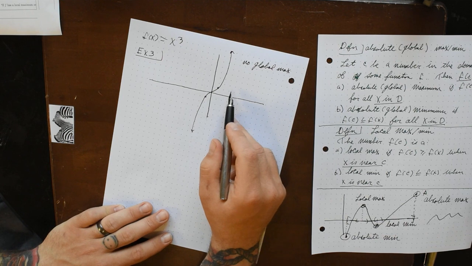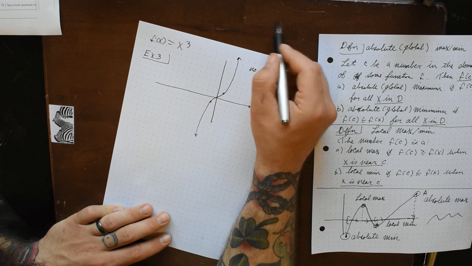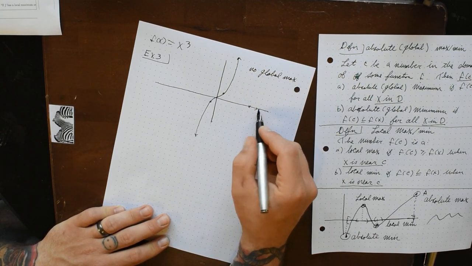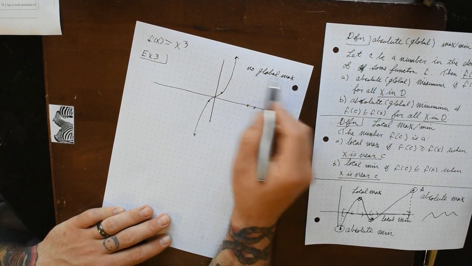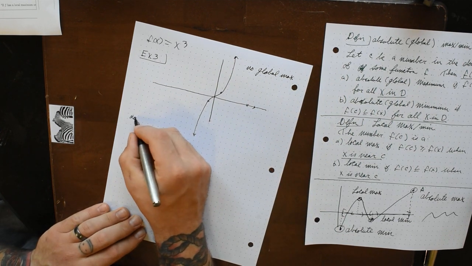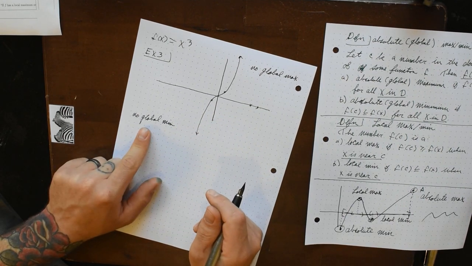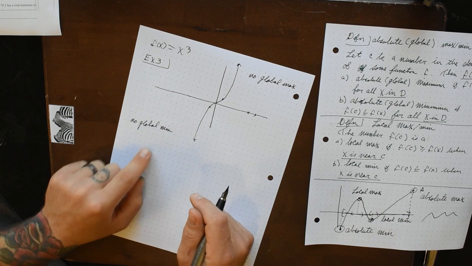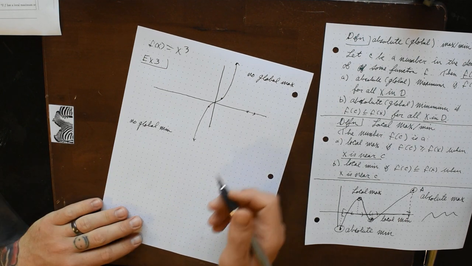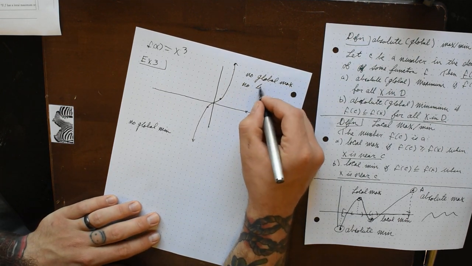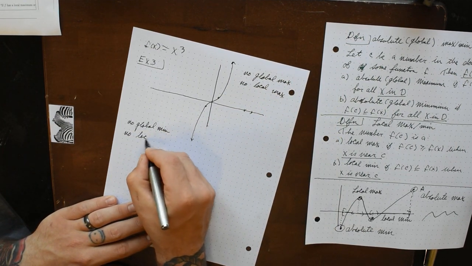We don't have a global max because no matter what value of x you pick that relates to the largest value of y, there's always some other value of x in the domain of this function that goes to a larger value of y. So there is no global max. Similarly, there's no global min. You can't get the smallest value out of this function. This thing limits to negative infinity, so there is going to be no global min. There's also no local max. And there's no local minimum.